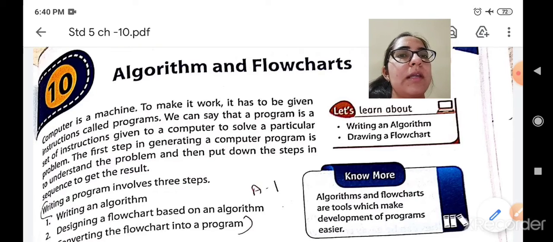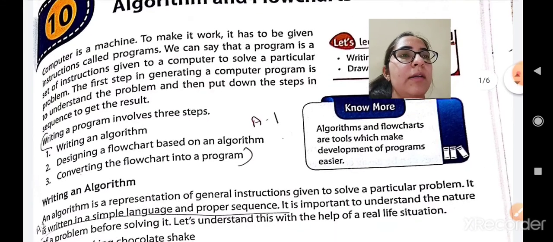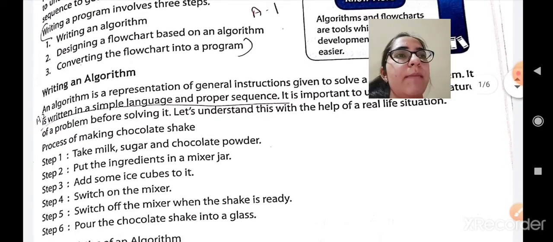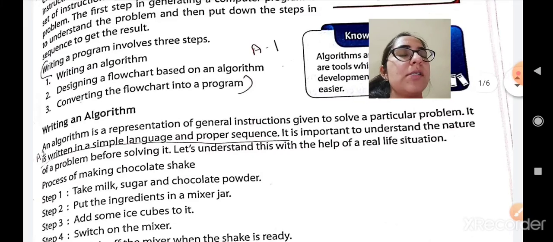So first let us see, writing a program involves three steps. Which are they? First is writing an algorithm. After that we have to design a flowchart based on that algorithm. Finally, we will convert the flowchart into a program. So to write a program, we have to do these three steps. First we write an algorithm. Then, on the basis of the algorithm, we design a flowchart, and then we convert that flowchart into a program. So now let us see what an algorithm is and how to write one.